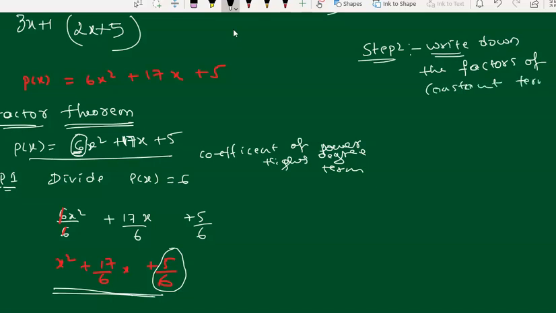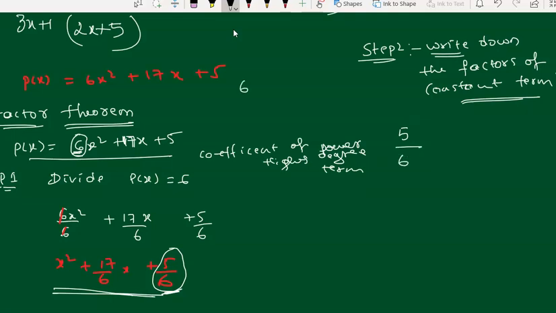Which is the constant term? This is my constant term, 5 by 6. Yes, here you have to write the factors of 5 by 6.